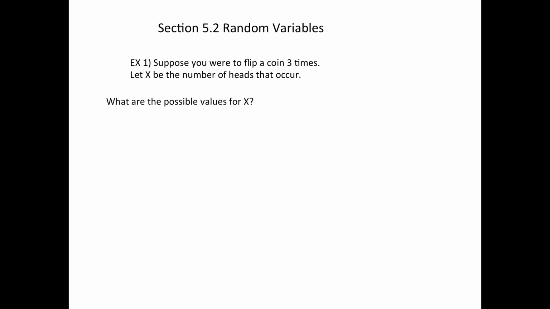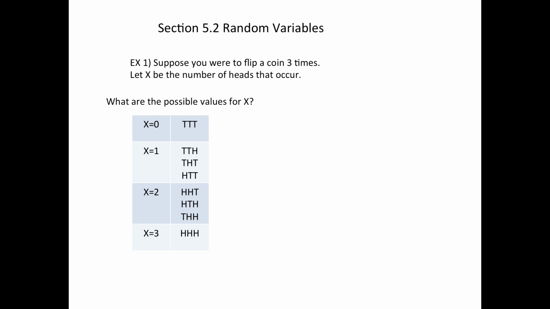Well, here we are at Chapter 5, Section 5.2 on random variables. We're going to begin with an example. If you flip a coin 3 times, there are 2 times 2 times 2, so there are 8 outcomes. Now let x be the number of heads that occur. So what are all of the possible values?